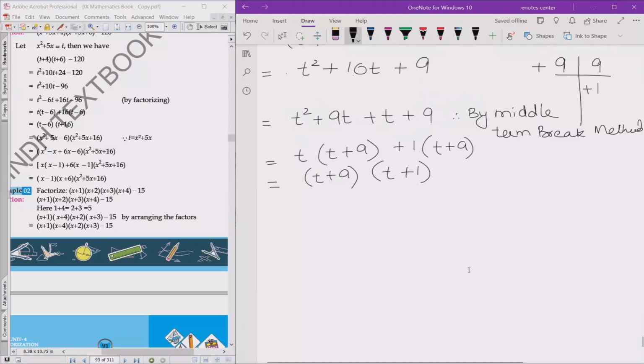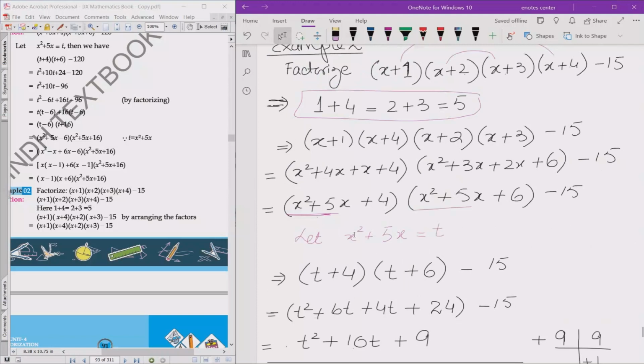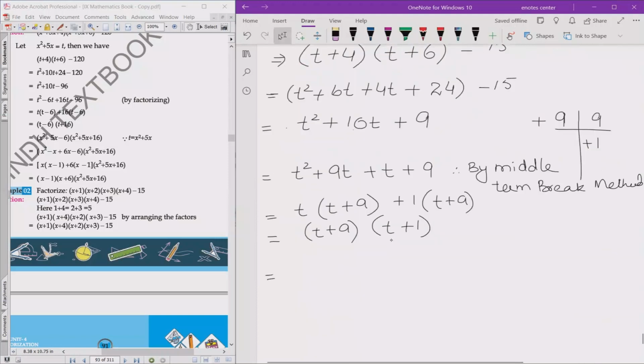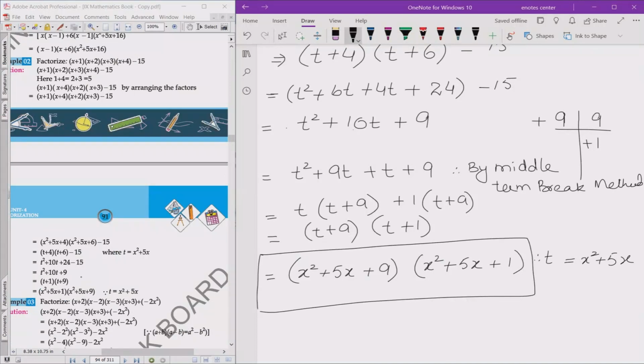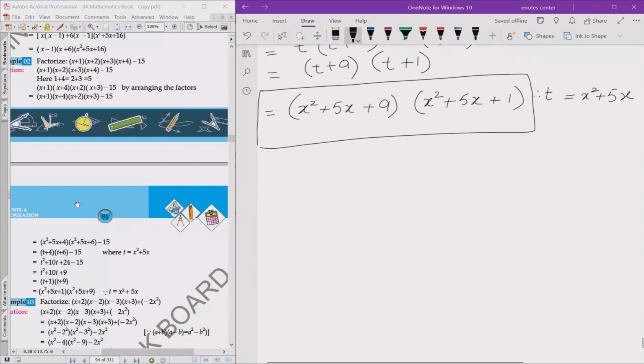Now we have to put the value of t back inside. The value of t is x squared plus 5x. So we get (x squared plus 5x plus 9) and (x squared plus 5x plus 1), right? So we give the reference here: t is x squared plus 5x. These are the factors of this expression.